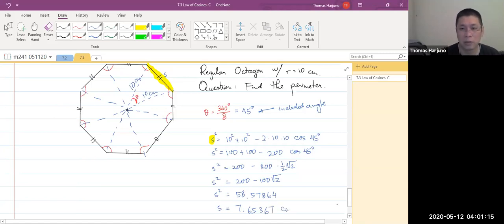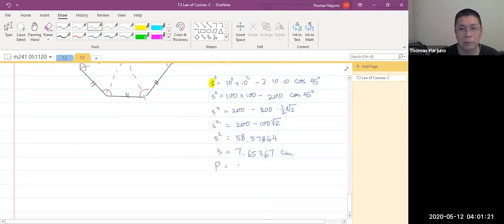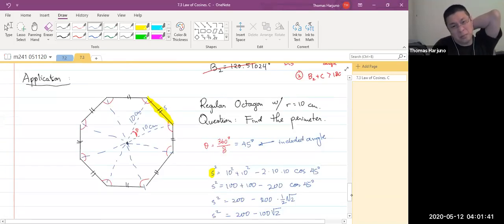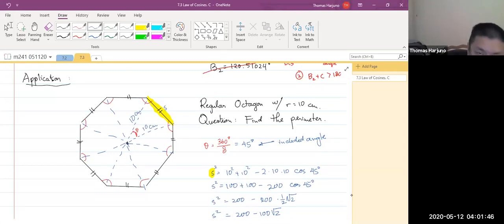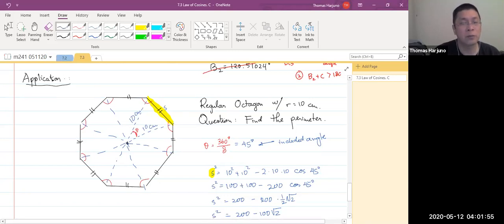centimeters. So the perimeter is that number multiplied by 8. I get 61.2293 centimeters. I usually ask this type of question. I may use a hexagon, I may use a decagon. Decagon means it's 10 sides. Okay, that's one application. There's another application from our textbook.